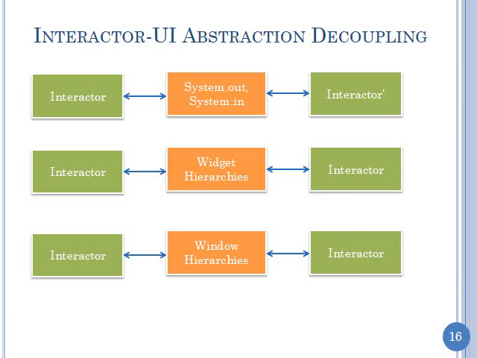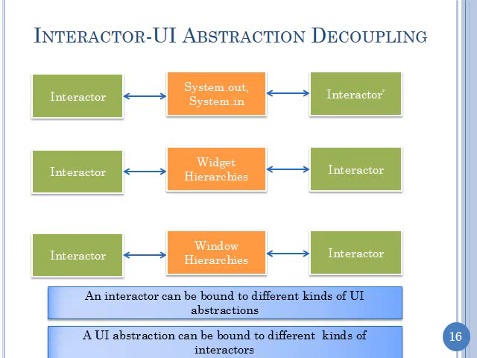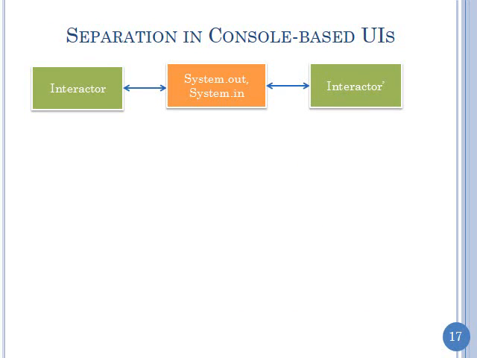and just as an interactor can use different kinds of UI objects, the same UI object can be used by different interactors. Okay, so System.out and System.in, as my next slide shows, can be bound to two different kinds of interactors. The same object, in fact, the same System.in and System.out can be bound to either this interactor or that interactor.